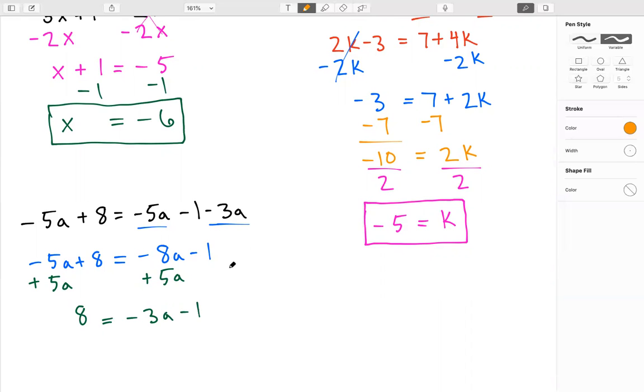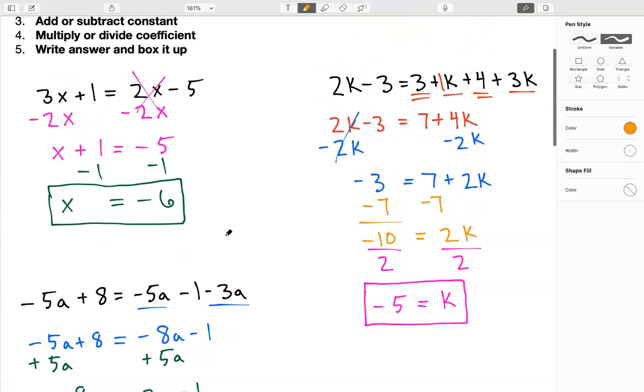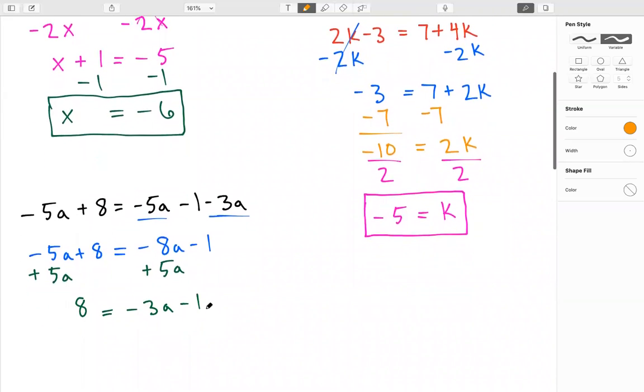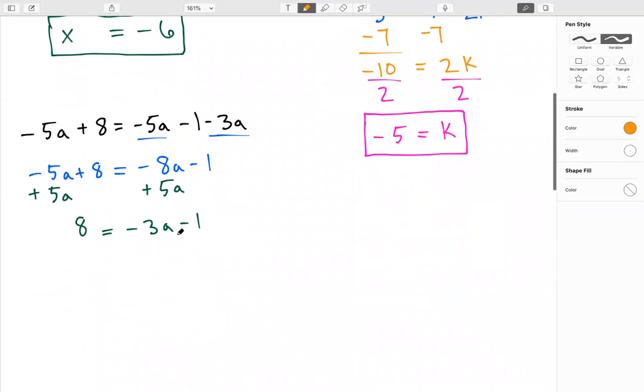Now our next step is add or subtract a constant. The constant is this number here by itself next to the variable term. So we add it because it's being subtracted. We do the opposite, but we do the same thing on both sides. Negative 3a on the right side, 9 on the left side.